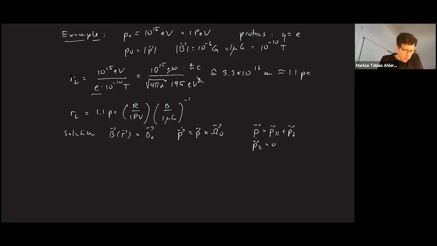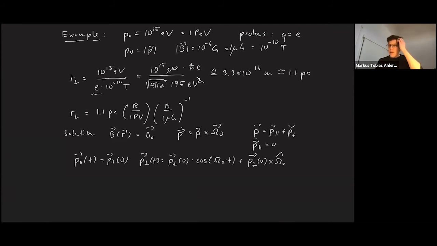The component which is proportional to the magnetic field line is of course not going to change in time. And the component which is orthogonal can be written as the orthogonal component at time equal 0 times cosine of omega 0 times time. And then we have a second contribution, which scales with the initial component of the momentum orthogonal to the magnetic field line at time 0, cross omega 0 hat. Whenever I introduce hatted quantities like here, the hat means that this is a unit vector, in the direction of the magnetic field. And this scales with sine omega 0 times t.